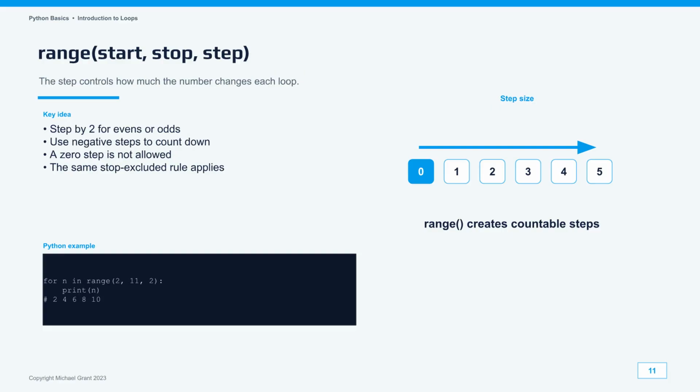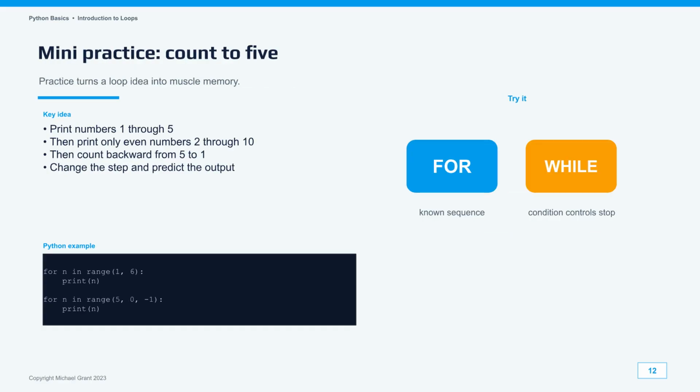You can even control the step size. Adding a third argument lets you skip numbers, such as using 2 to count only even numbers, or using a negative number to count backward. Just remember that a 0 step is not allowed. Time for some practice. Try writing a loop to count to 5, then another to count only even numbers, and finally, one that counts backward. This will help reinforce your understanding of for and while loops.